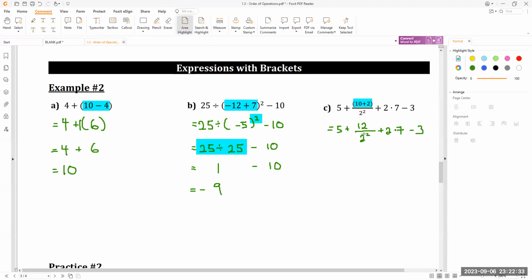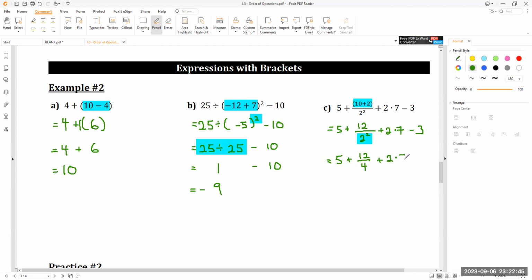Next, I notice there is an exponent, so let's resolve that first. We have 5 plus 12 divided by 4 plus 2 times 7 minus 3. And then here is 12 divided by 4. We have a 2 multiplied by 7. They've got to come together.